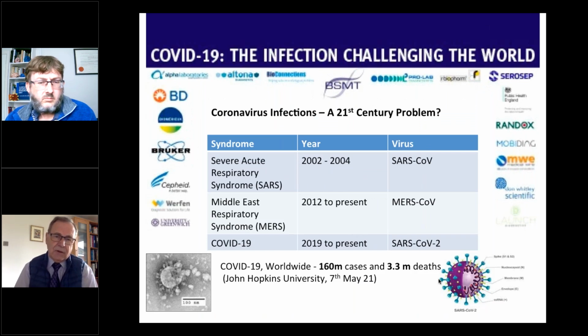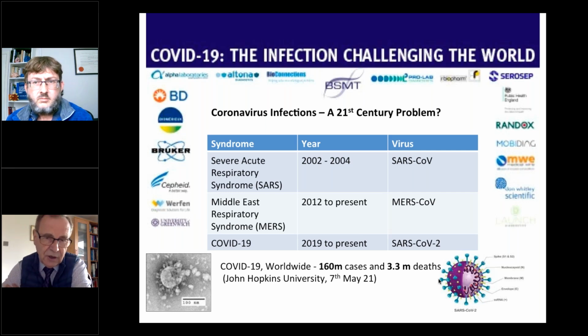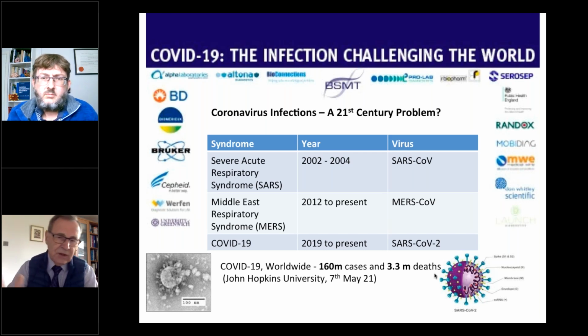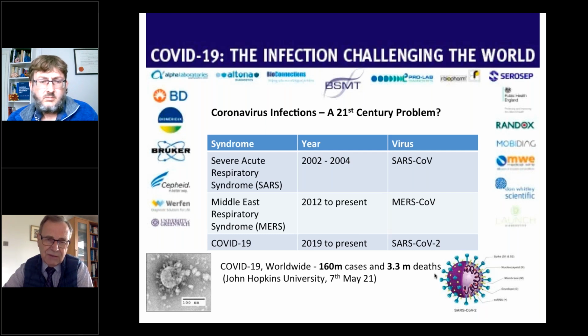So just a little bit about coronavirus infections. Is it a 21st century problem? Probably it may have been around previously, but we didn't have the diagnostic tools to identify it. But certainly this whole era started with SARS in 2002-04, with SARS coronavirus. Fortunately, there haven't been any cases of SARS-CoV infection since 2004. And then we have the emergence of the Middle Eastern Respiratory Syndrome in 2012, and there are still cases being picked up today.